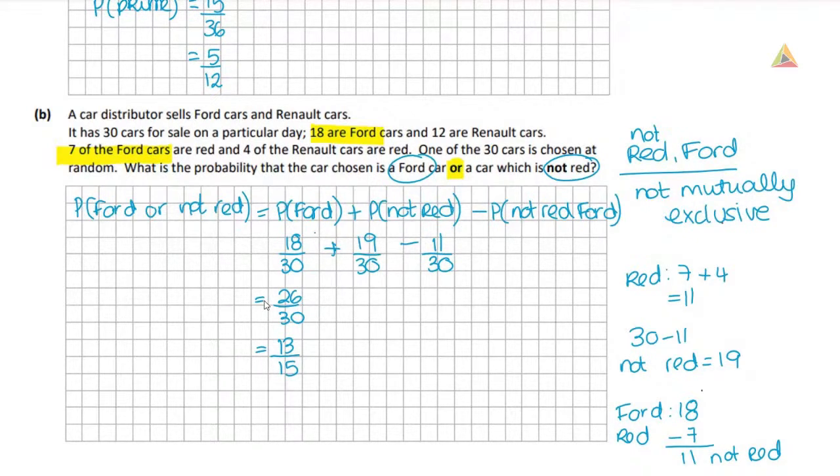So in that second part of that question, we see an example where they're not mutually exclusive, so we're going to have to take that overlap into account.